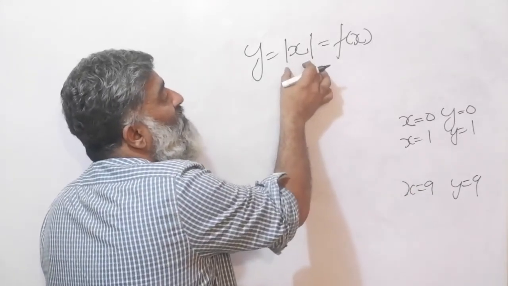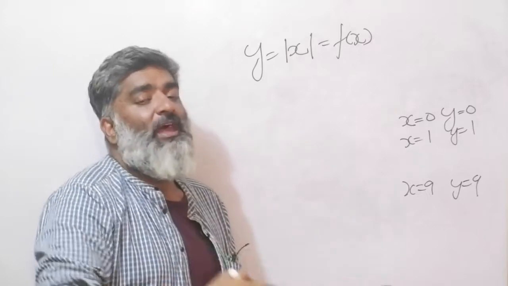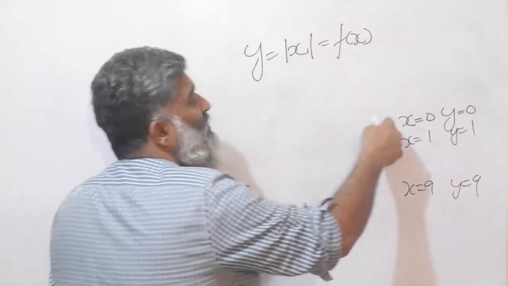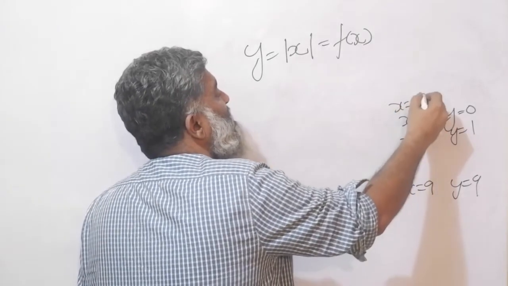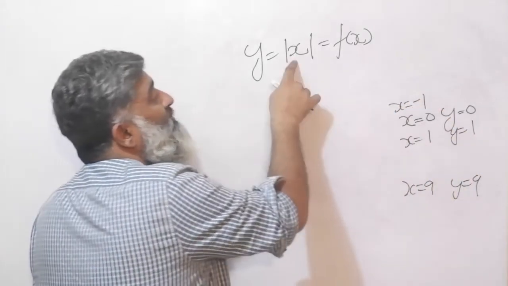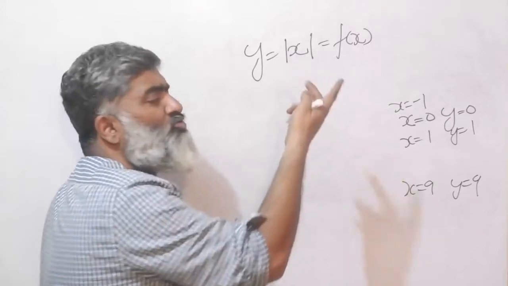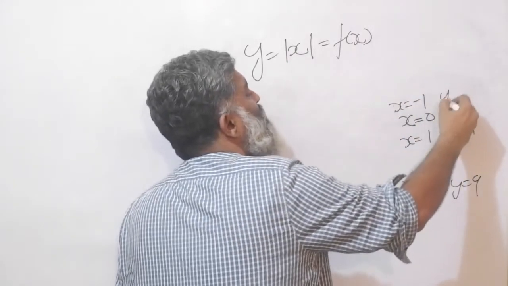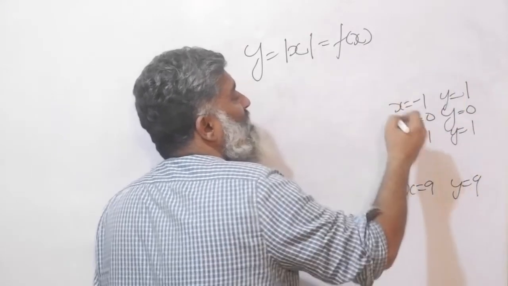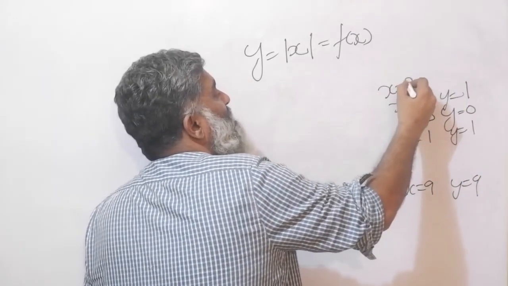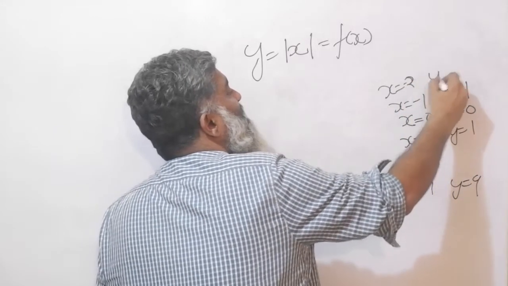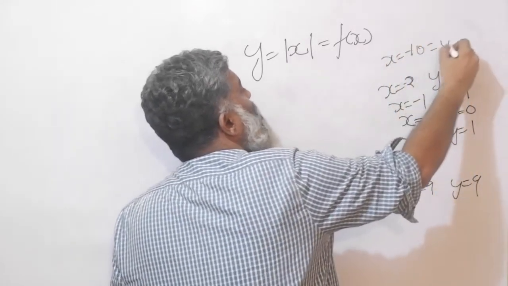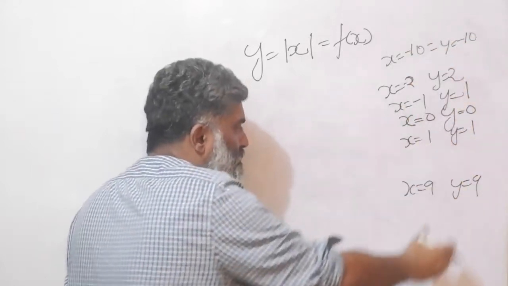The whole story of mod lies in what happens in the positive region and what happens in the negative region, right? So let me also think of what happens at x is equal to minus 1. If I put a minus 1 here, I just know the mod will convert it into a plus 1. I know that much at least by now already. So y will still be 1. What happens when x is minus 2? y will be equal to 2. What happens when x is minus 10? y will be equal to 10, right?